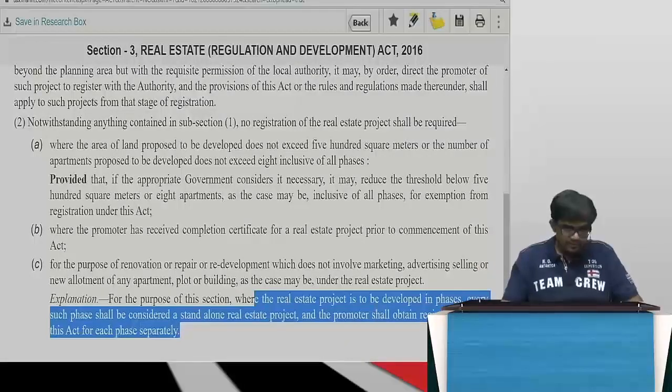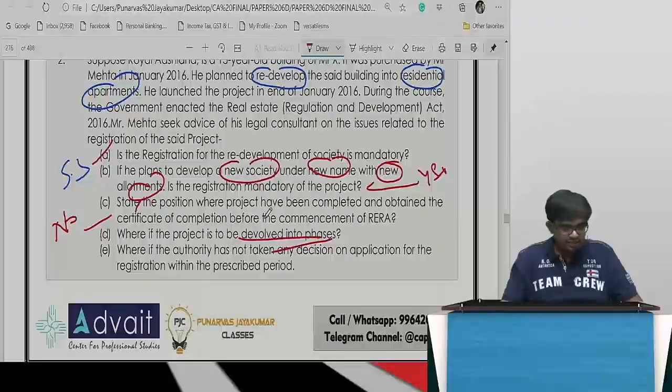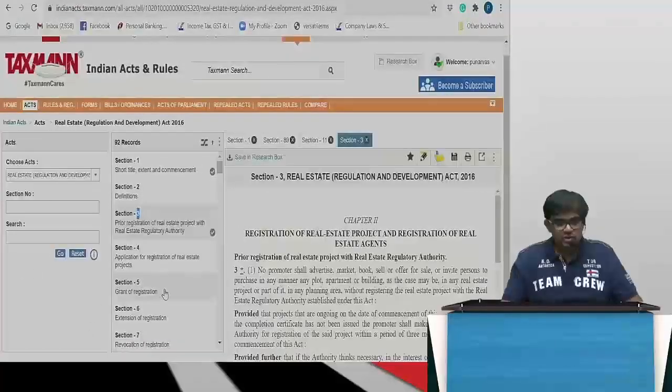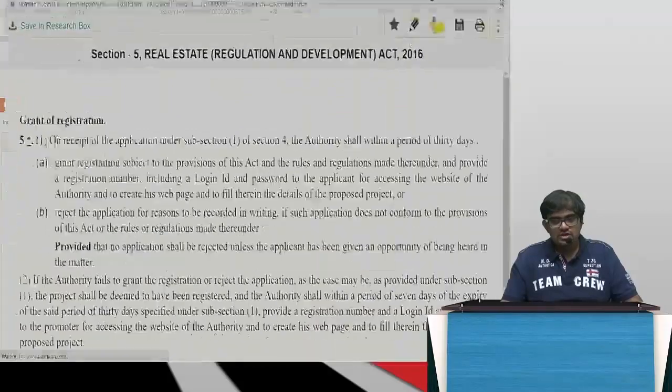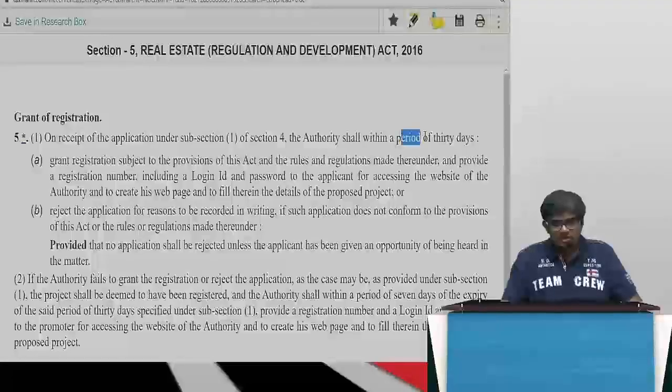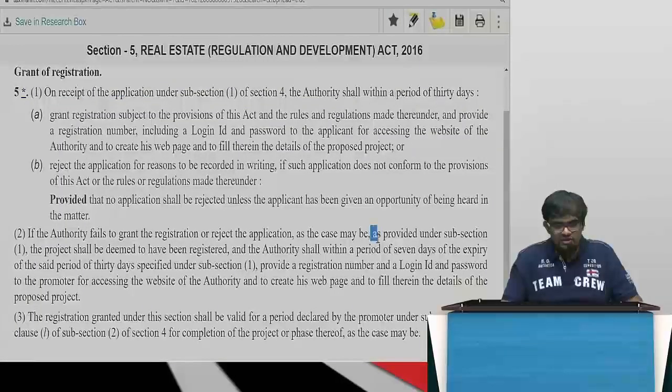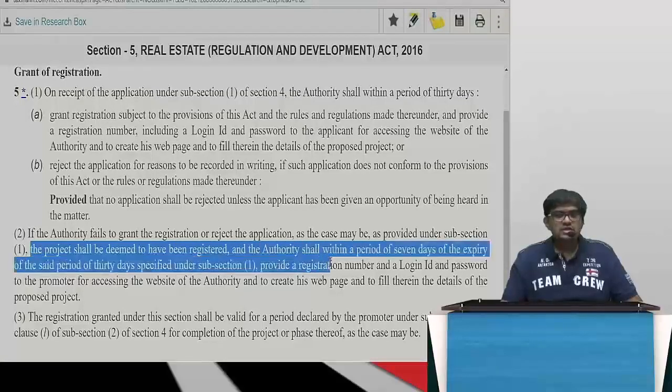Very simple. Then, where the authority has not taken any decision on the application for registration within the prescribed period, the prescribed period is over, within 30 days, all that is over, and it fails to grant the registration, then the project shall be deemed to have been registered within 7 days from the expiry of the said 30 days. So section 5 you have to write here.